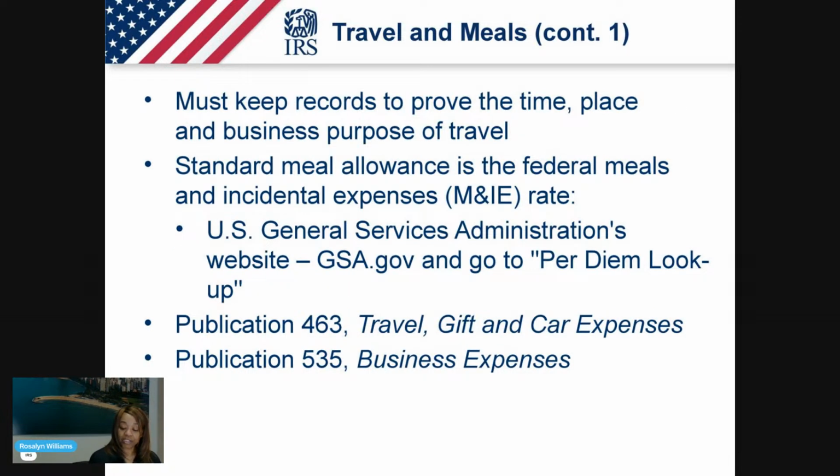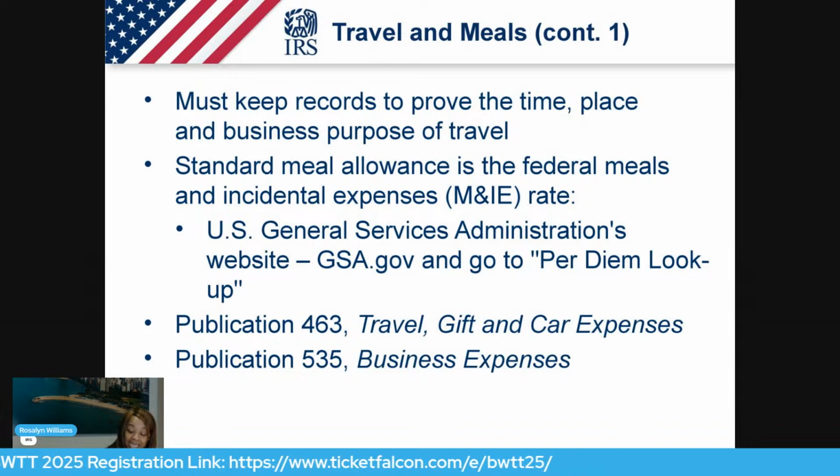You must keep records, however, to prove the time, place, and business purpose of your travel. The standard meal allowance is the federal M&IE, that is the meals and incidental expense rate. You can find these rates on the U.S. General Services Administration's website at www.gsa.gov. You'll click on the per diem rates link, and from there, you can search by city and state or zip code.